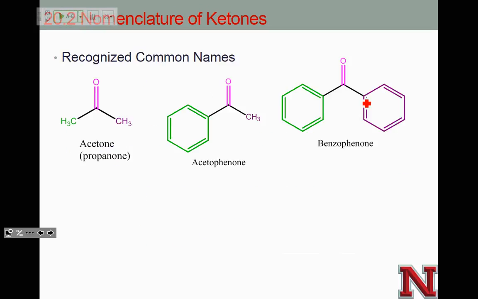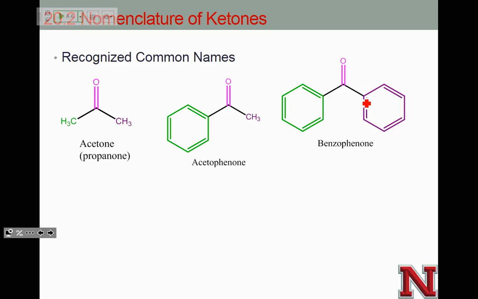There are some common names that you need to recognize. Again, that acetyl group is COCH3. So when we have two CH3s, that's acetone. It also could be propanone, but it's more commonly called acetone. And we use that all the time in the lab. Here's just what it looks like. It has a very low boiling point.